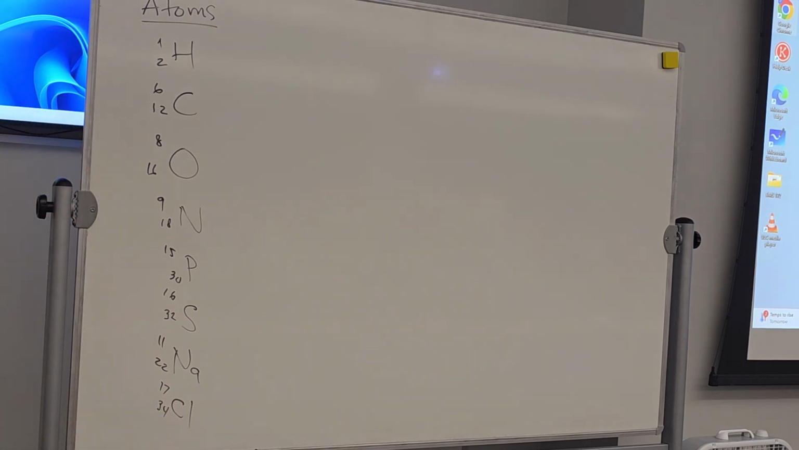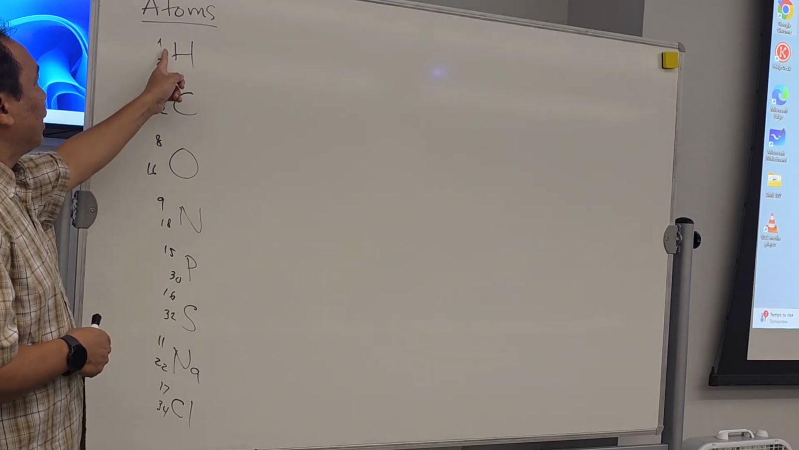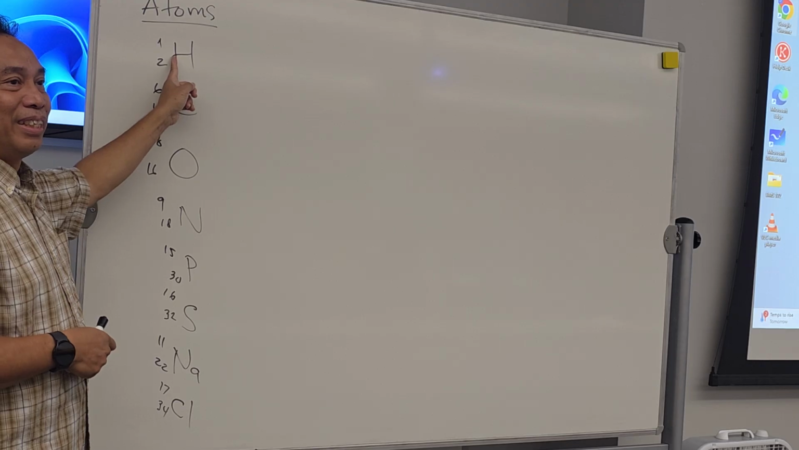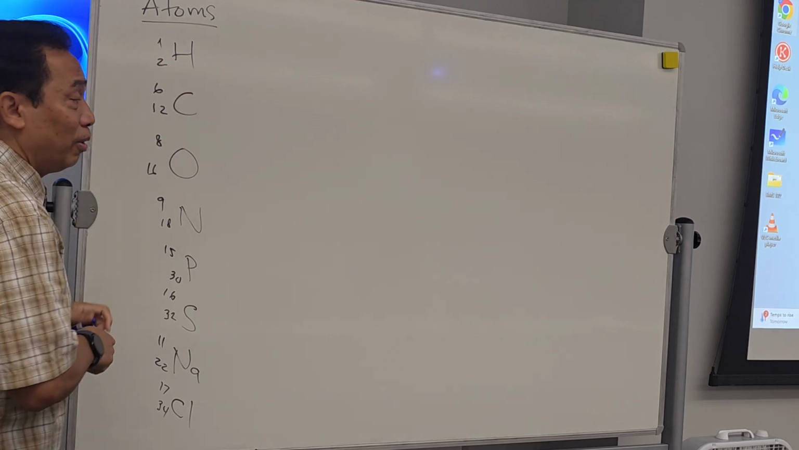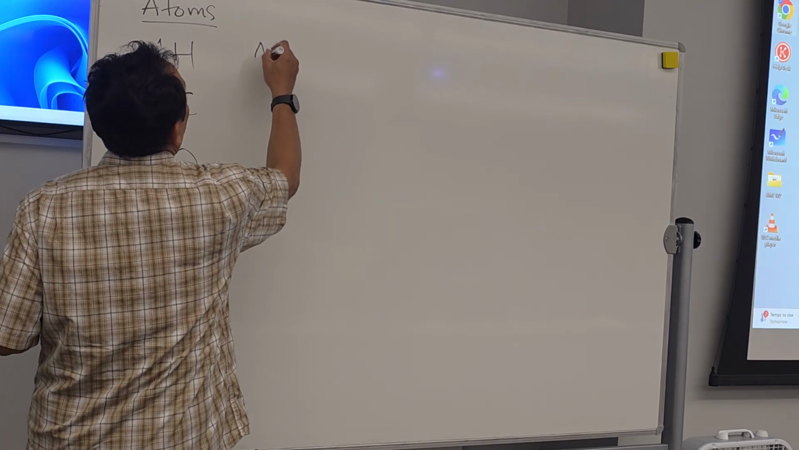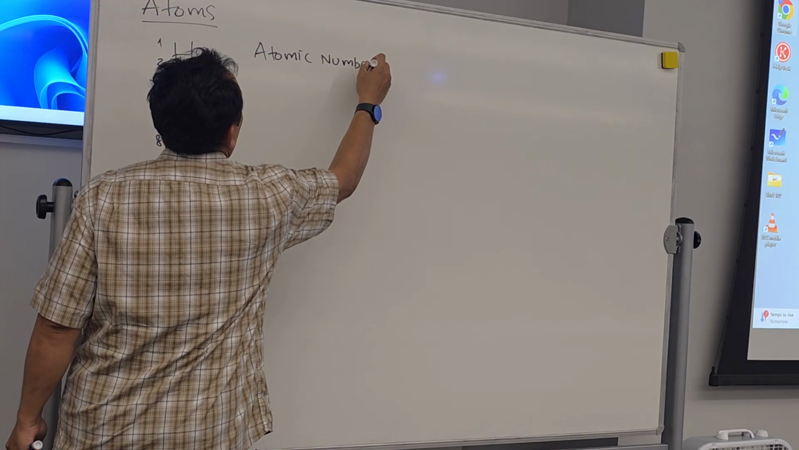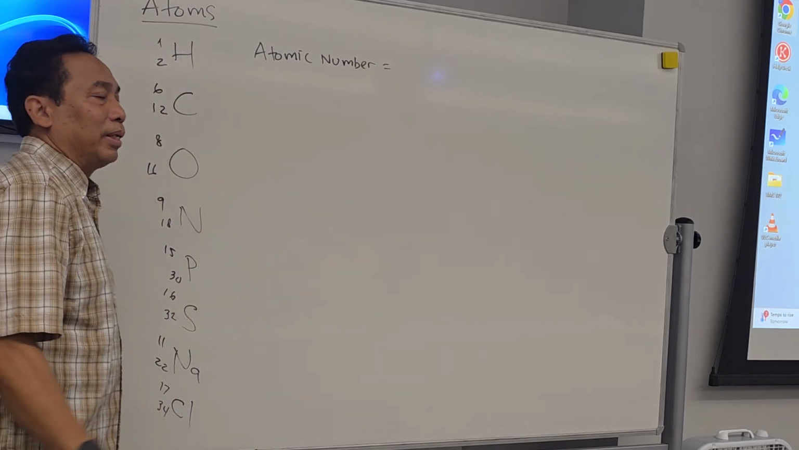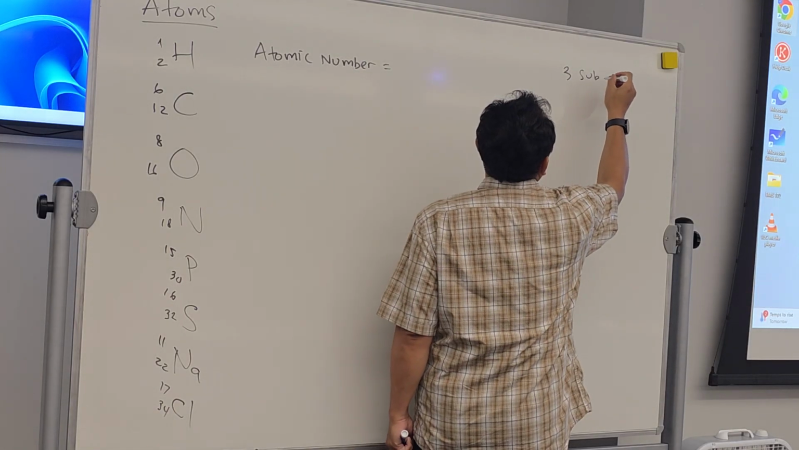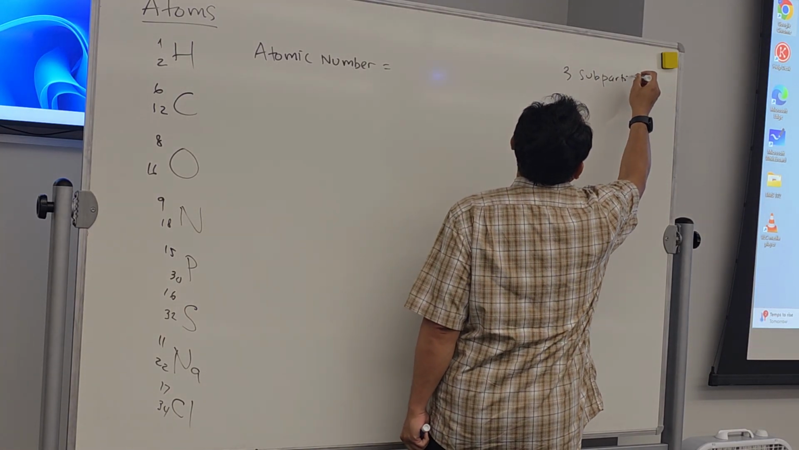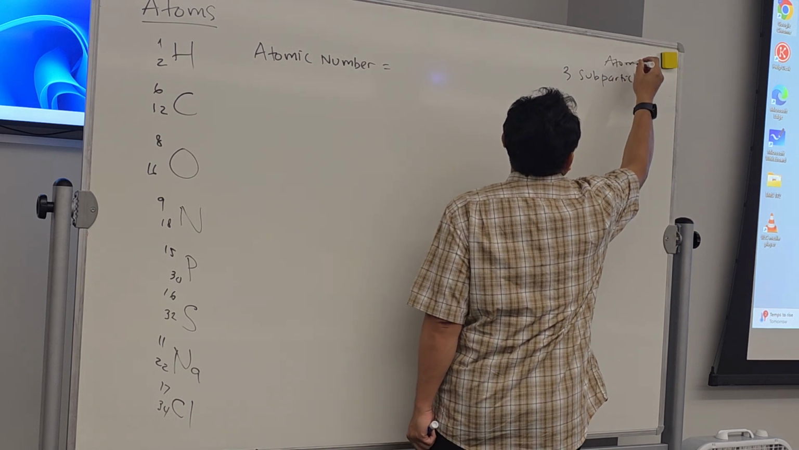Okay. Do you still remember what is the lowest number over here? This is the atomic number, right? So the lowest number is the atomic number. What actually is this one? Remember last time we also talked about 3 subparticles. The subparticles in an atom.